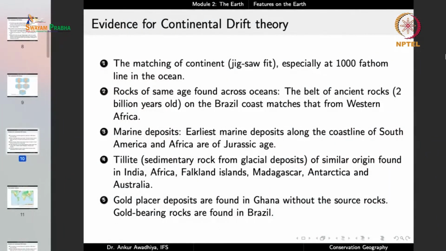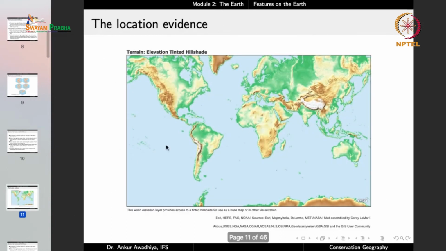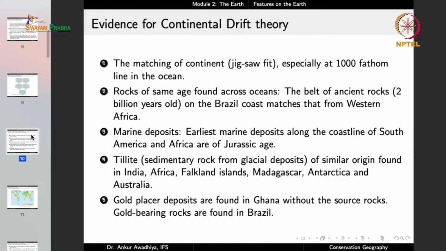Some of the evidences are listed here. The first one is the matching of the continents, the jigsaw fit, especially at the 1000 fathom line in the ocean. So this is what we have observed before. Wegener also stated that because this notch can get into this notch, probably these are just pieces of a jigsaw puzzle, and because they can meet together, probably once upon a time they were together. But he gave more evidences than this.